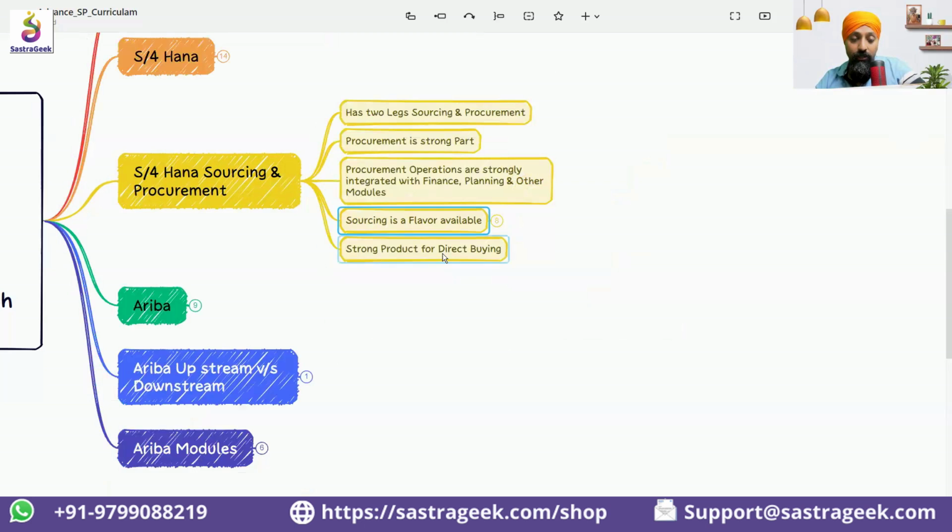Again, I am mentioning, S/4HANA is a strong product for direct buying, and Ariba is a strong product for indirect buying. That I am telling from my experience: wherever I have seen Ariba or Coupa implemented, businesses are using those tools to buy more, to make sure that the indirect buying process got streamlined.